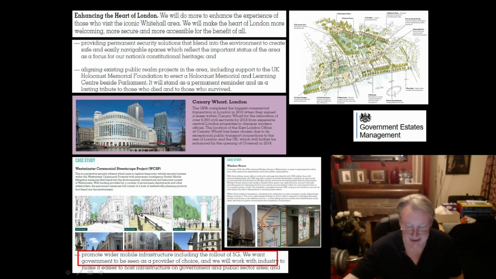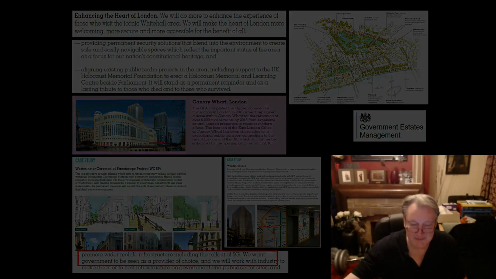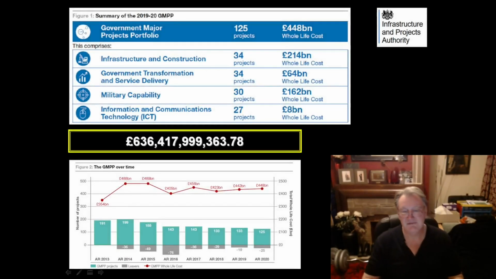Right, so now I'm seriously going to have to concentrate on my notes, because the Infrastructure and Projects Authority, this one is extensive, as I'm sure anybody that understands government infrastructure projects will understand.